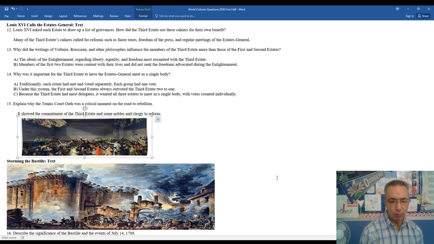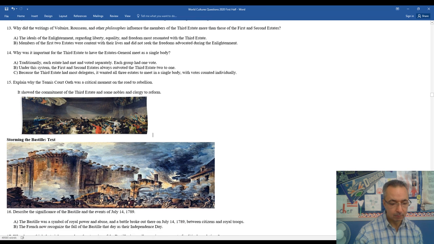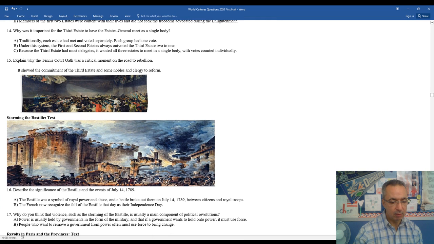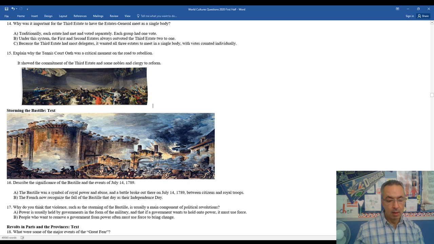The revolutionaries, those who wanted to rise up against the king and against the government within French society, wanted to storm the Bastille to take the weapons there, and that's what they did. Once they had their weapons, they took them to the streets. You can see the Bastille became symbolic of royal power and abuse. The battle broke out there on July 14th, 1789, between citizens and royal troops. The revolutionaries, the people rebelling, were able to seize the fort and the weapons. And this day is remembered as Bastille Day in France, or the French Independence Day.